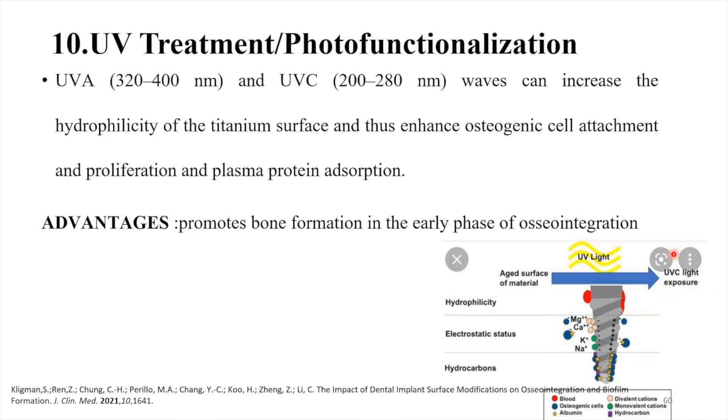Coming to UV treatment and photofunctionalization, UVA and UVC waves can increase the hydrophilicity of the titanium surface and enhance the osteogenic cell attachment and proliferation. Its advantages are it promotes bone formation in the early phase of osseointegration and also shows an antibacterial effect.